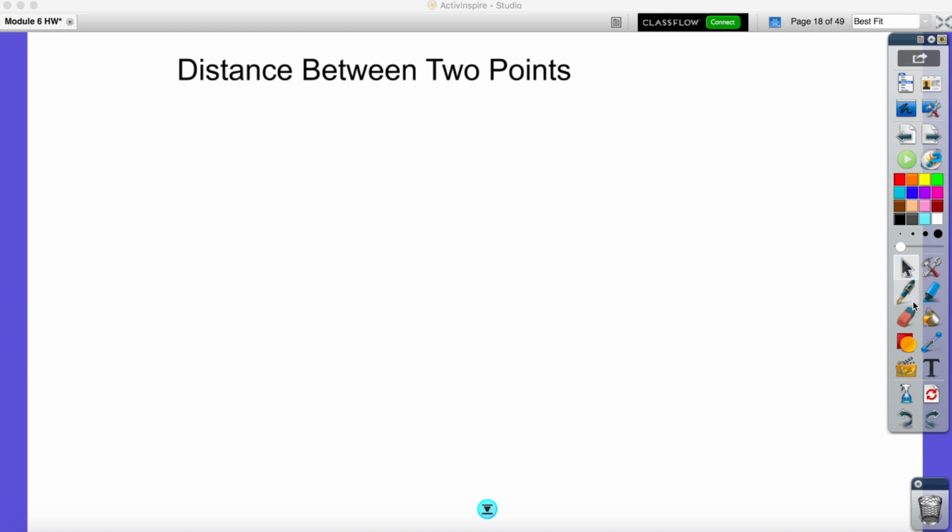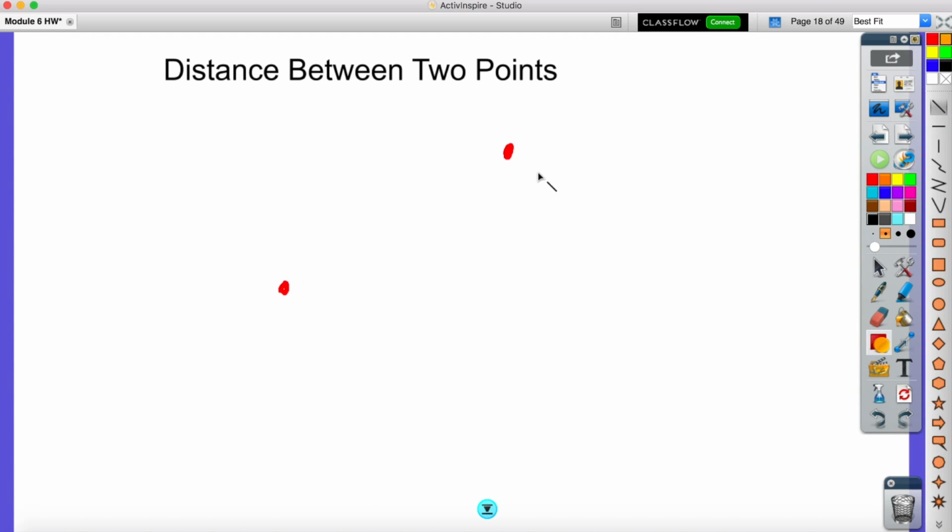Alright guys, today what we're going to be doing is looking at the distance between 2 points. So what we're going to do is talk about the distance formula. Basically, if I have two dots on a graph, on a map, and I wanted to figure out the distance between these 2 points, how could I do that? Well, there's this formula that we're going to be doing.